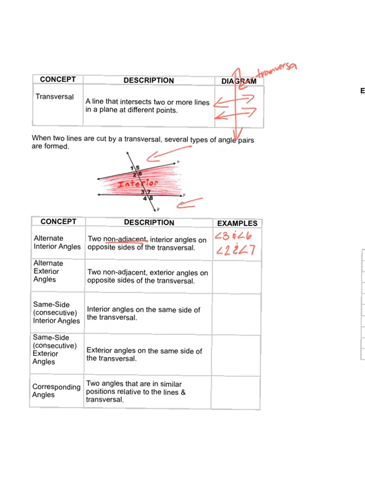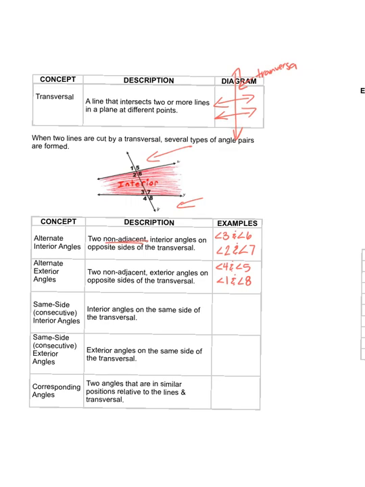Another pair would be 1 and 8. Those are also considered alternate exterior because they're on the outside or the exterior part of the lines, and they're alternates because they're on opposite sides of the transversal.